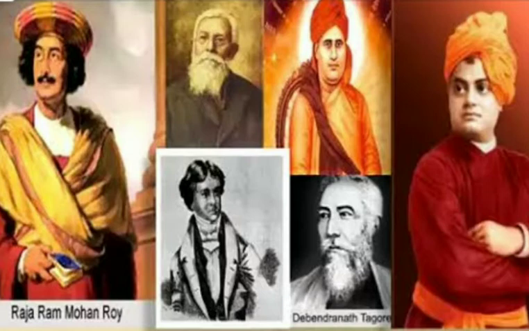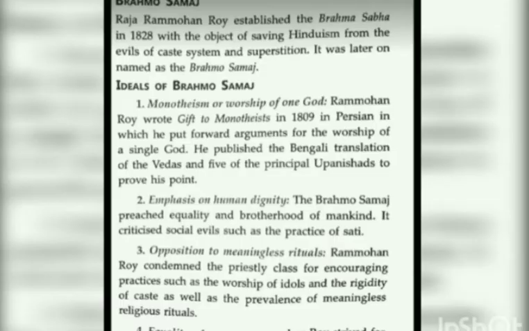He was acquainted with Jainism and other religious sects of India. The first important contribution of Raja Ram Mohan Roy was to establish the Brahmo Samaj. He established Brahma Sabha in 1828 with the object of saving Hinduism from the evils of the caste system and superstitions. Later, it was named Brahmo Samaj.